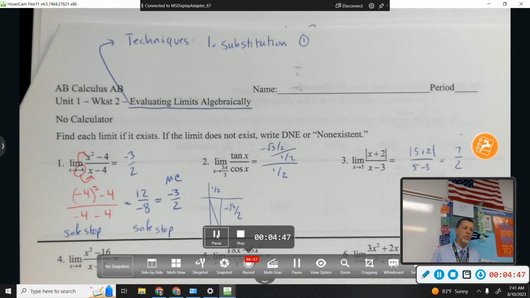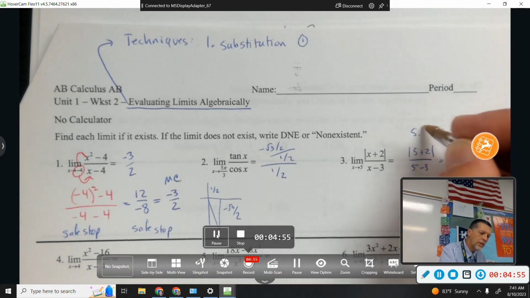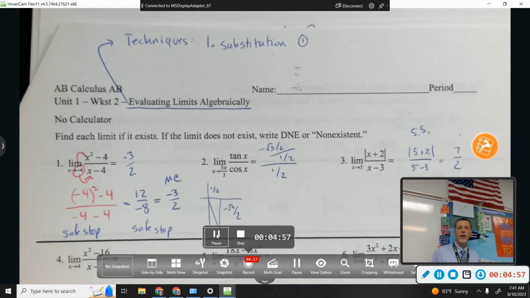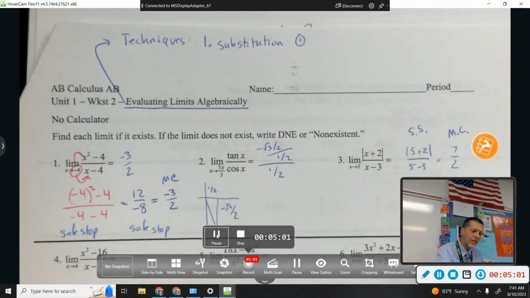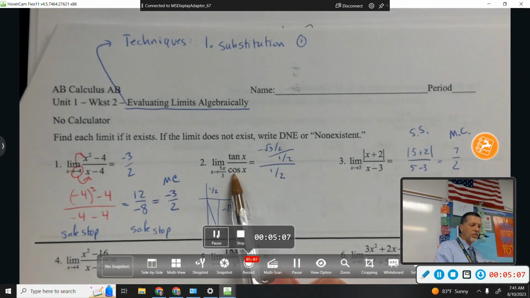Okay, let's work backwards. Number 3 should be easy. 5 plus 2 is 7. 5 minus 3 is 2. And actually, this would be a safe stop. But multiple choice would take it all the way to 7/2. So that's an easy one. You get a nice answer, you're good. The limit's 7/2. Let's back up and talk about unit circle.